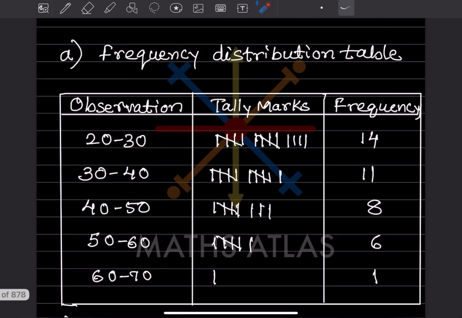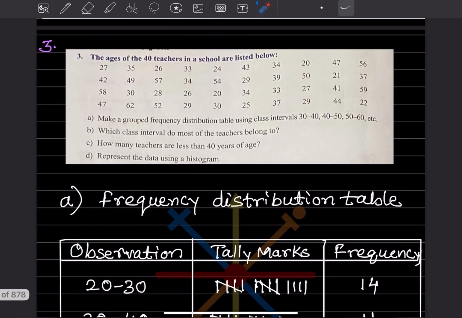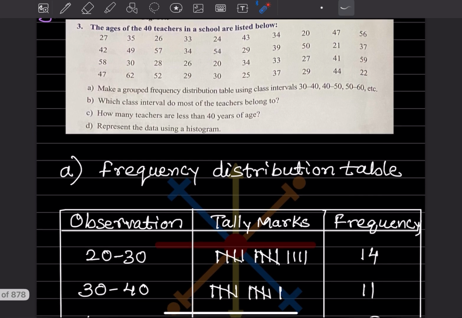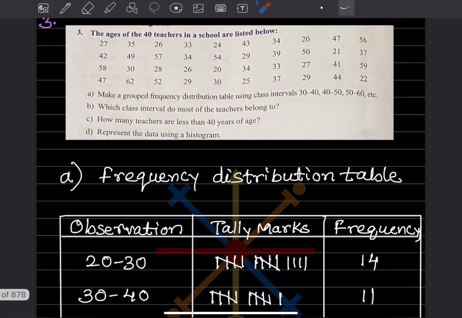So now let us start here. I'll show you the first one. Now it is 20 to 30. When you're doing this, what will you do? You are going to put a tick mark or cross it. So now 20 to 30 means we don't have to include 30 in it.